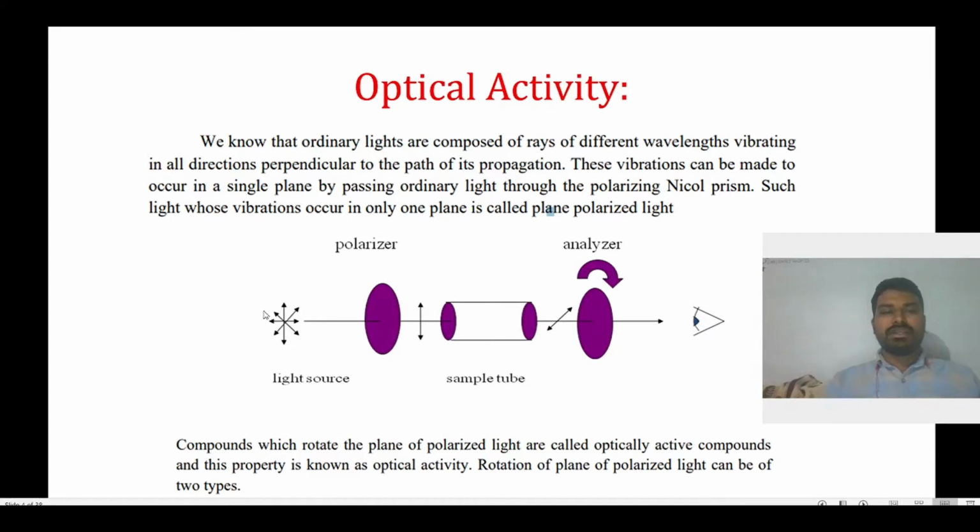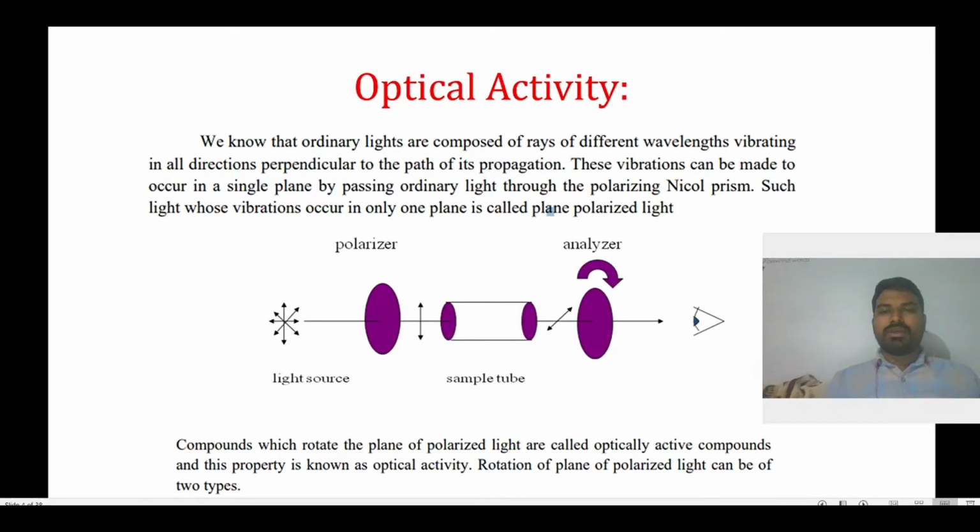Here is the light source, then the light passes through the polarizer, and this is the sample tube and this is the analyzer. Here we are the observer. Compounds which rotate the plane of polarized light are called optically active compounds, and this property is known as optical activity. The rotation of the plane of polarized light can be of two types.